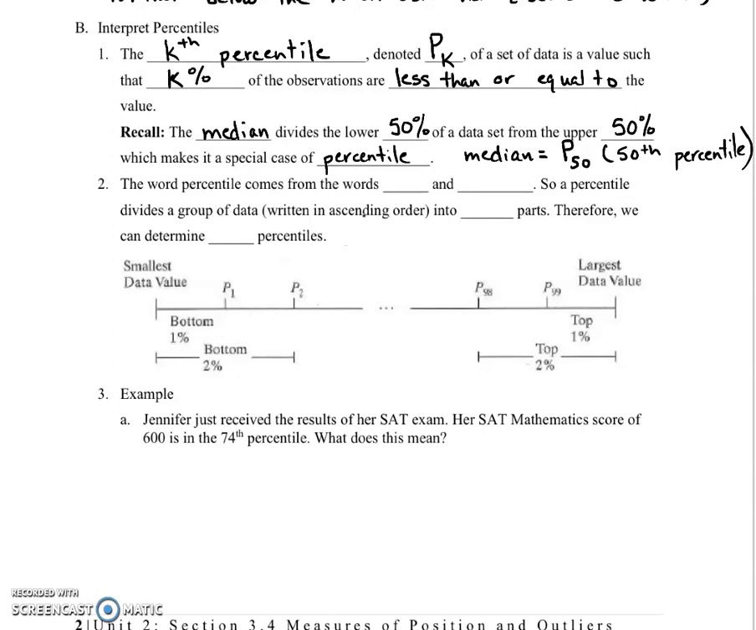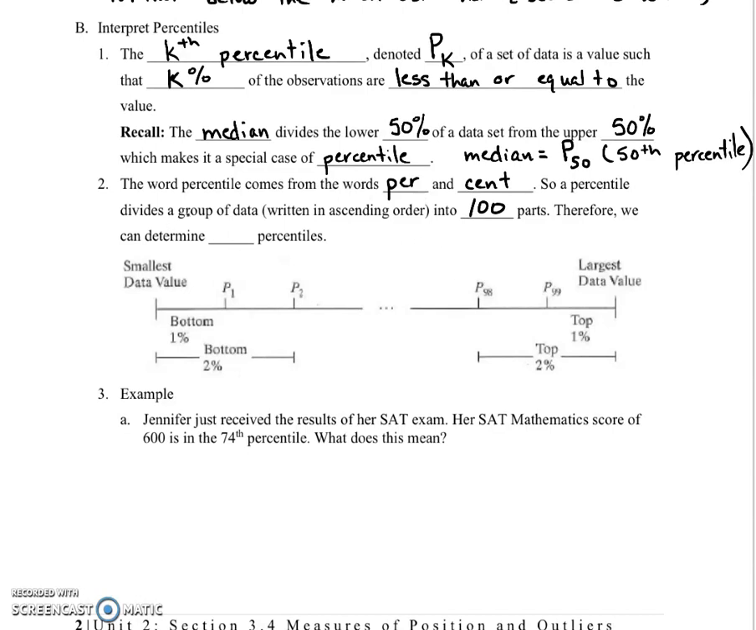So the word percentile comes from the words per and cent. Per means divide, and cent comes from Latin for 100. You can remember that by there are 100 cents or pennies in a dollar. So percentile divides a group of data, if we write the data in ascending order, into 100 parts.